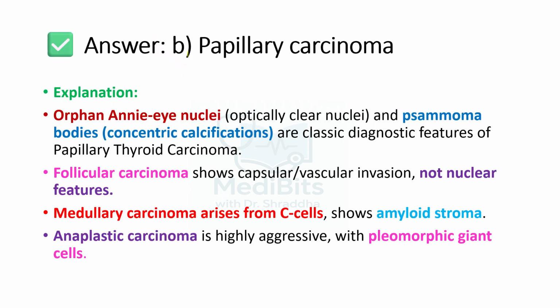So the answer is B, papillary carcinoma, because orphan nuclei, which are also known as optically clear nuclei, and Psammoma bodies, that is concentric calcifications, are classic diagnostic features of papillary thyroid carcinoma. Follicular carcinoma shows capsular vascular invasion, not nuclear features. Medullary carcinoma arises from C cells and shows amyloid stroma. Anaplastic carcinoma is highly aggressive with pleomorphic giant cells.